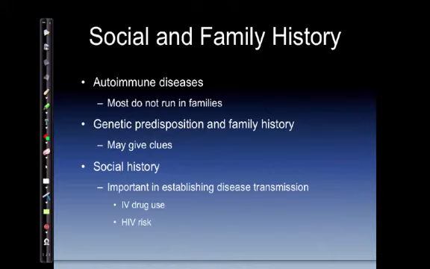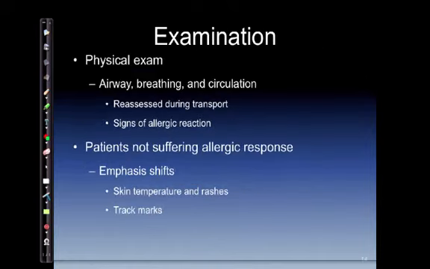Social and family history. Autoimmune diseases might be important as well. Most, however, do not run in families. Genetic predisposition from a family history may give you some clues. Social history is important in establishing disease transmission, and this would be in the cases of IV drug use or HIV risk. On examination, perform a physical exam.